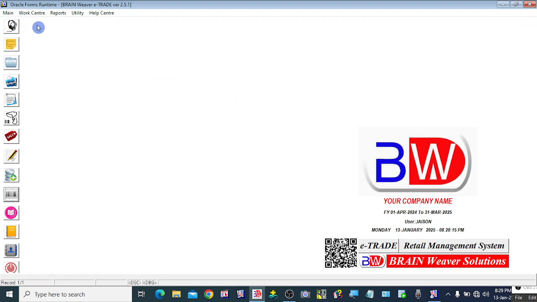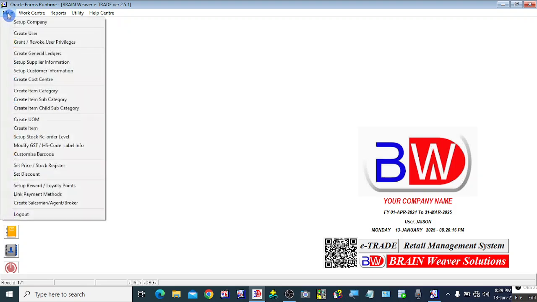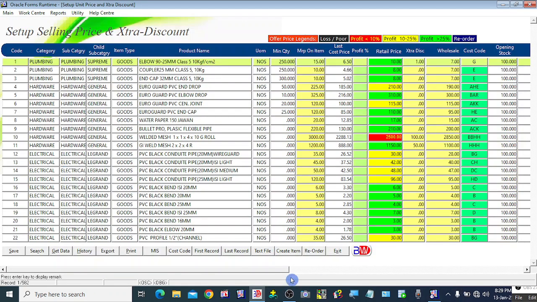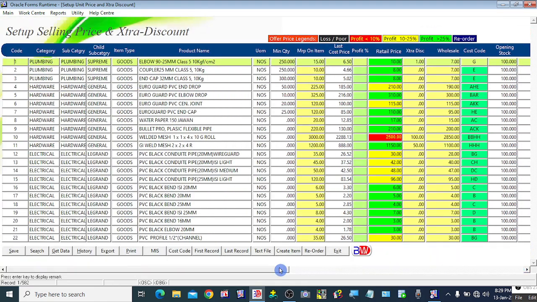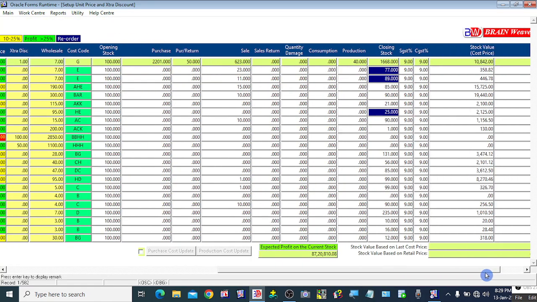So let us go to the stock register. From the main menu, choose set price or stock register option. This is the stock register. All the inventories that you have registered in your stock register will appear here.